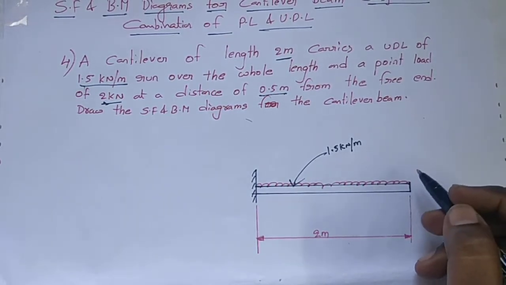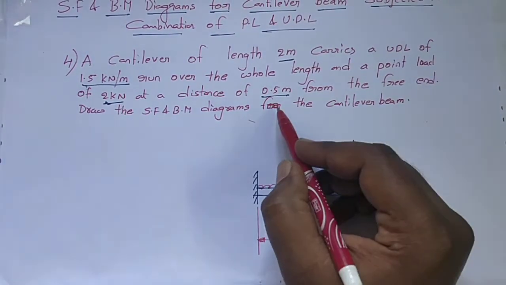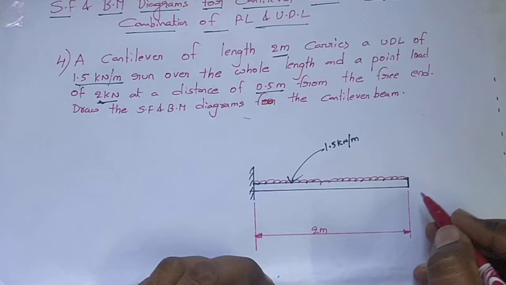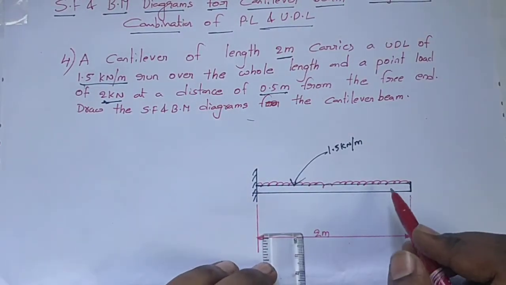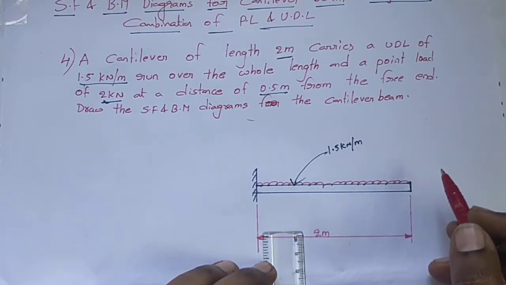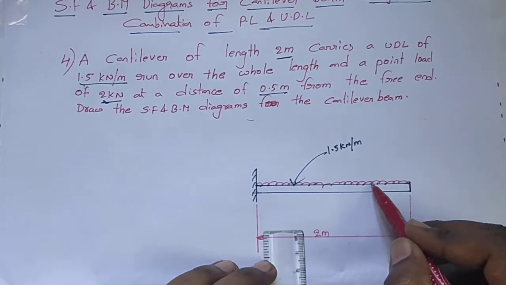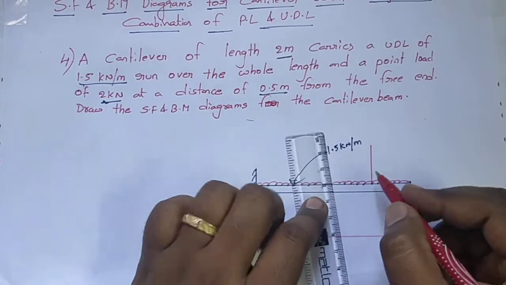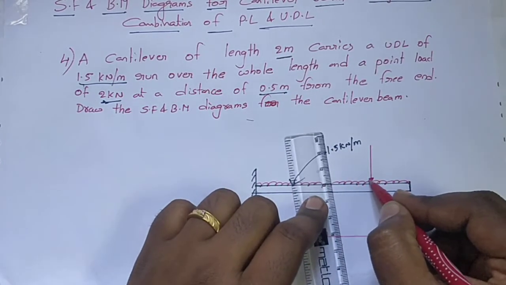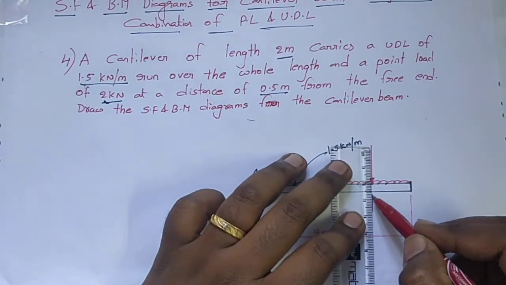Next, a point load is applied at a distance of 0.5 meters from the free end. This is the fixed end, and this one is the free end, so we have to apply a load of 2 kilonewtons. From here to here the distance is 1 meter, so we have to take the point load at 0.5 meters from the free end.